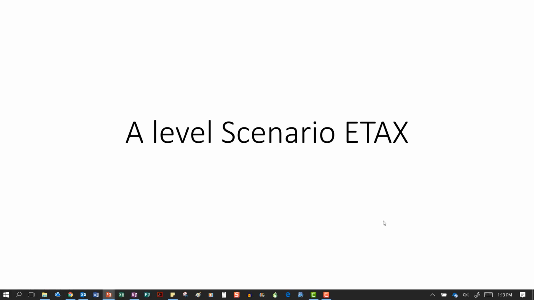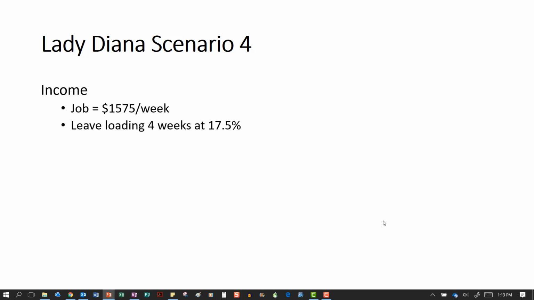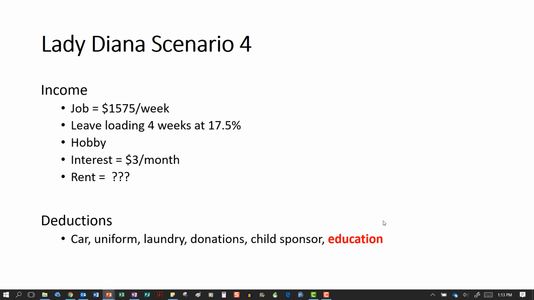Okay, we're looking at the A-level scenario for the e-tax assignment, and this is the Lady Diana Prince example. So in this scenario, we're looking for the income of the person, and that income includes a job, leave loading, or holiday pay, hobby pay, and interest from the bank. And then we also have rent from the rental property. The deductions include car, uniform, laundry, donations, the child sponsor, and education or self-education expenses.